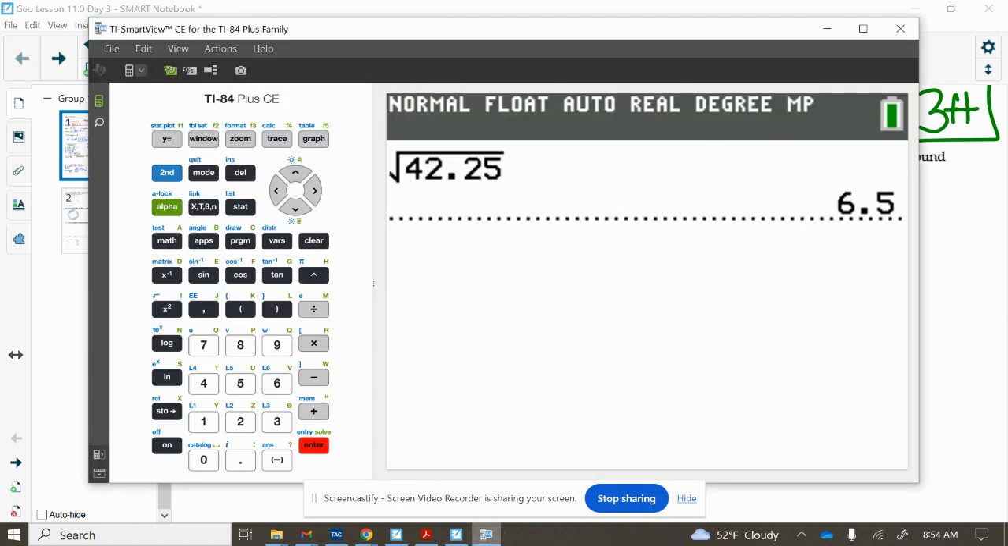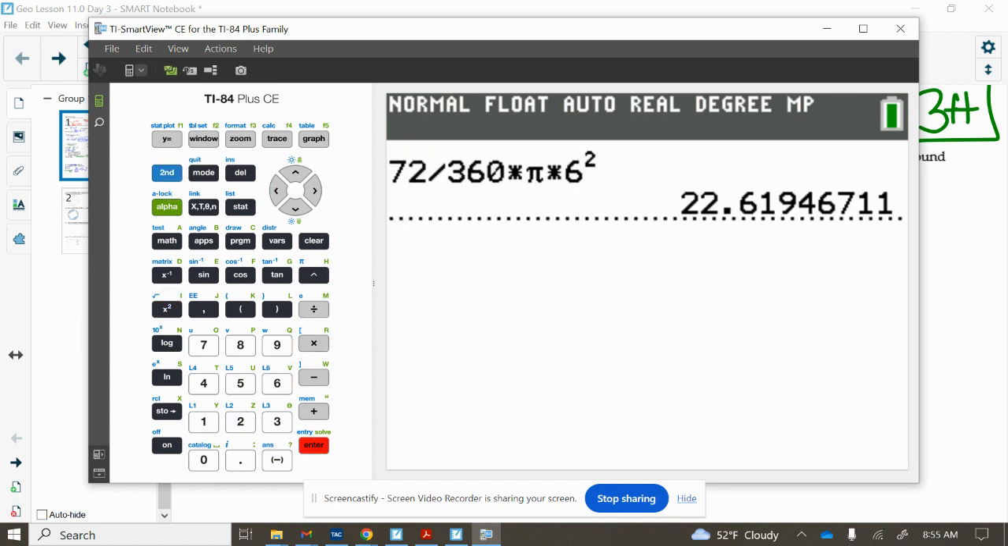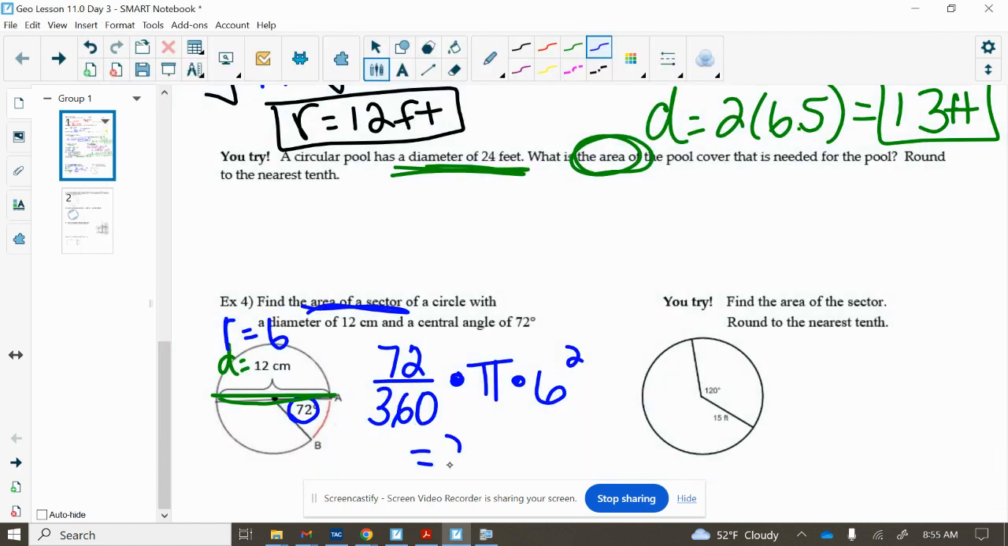So our angle measure divided by 360 to get that fractional value of our total area, which is pi times the radius, just 1/6. So angle measure divided by 360 times pi times the radius value squared is 22.6 centimeters. Again, this is still unit squared because we're talking about area.